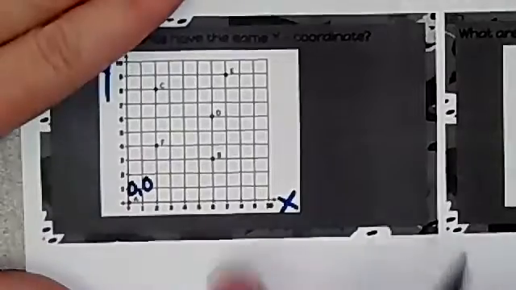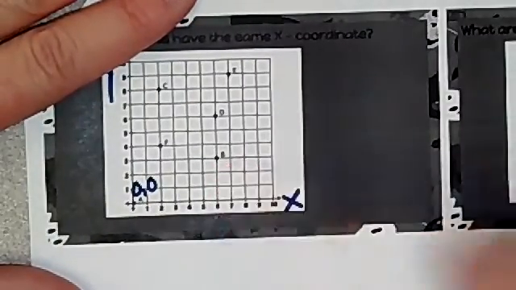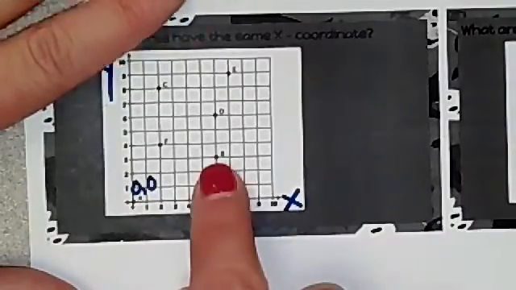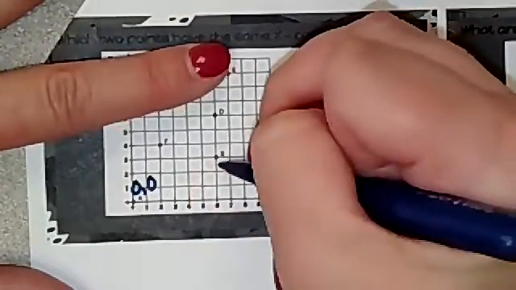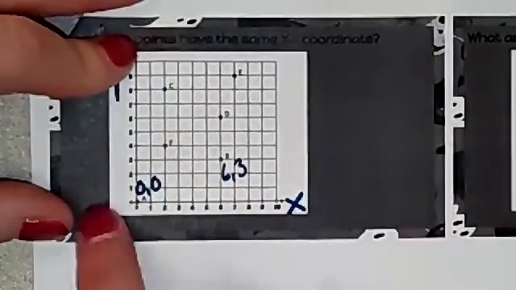All right, let's look at B. What are the coordinates for B? Colt, tell me. Look again, 6. Good, run 6, jump 3. What are the coordinates for F, Hadassah? What do I run? What do I jump?